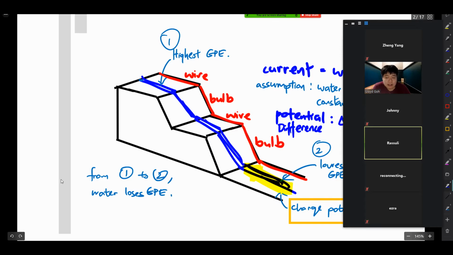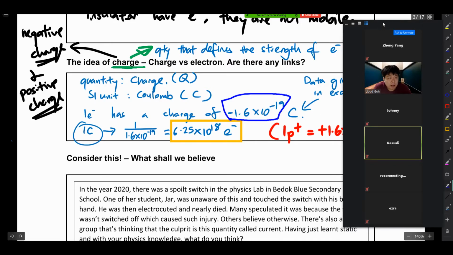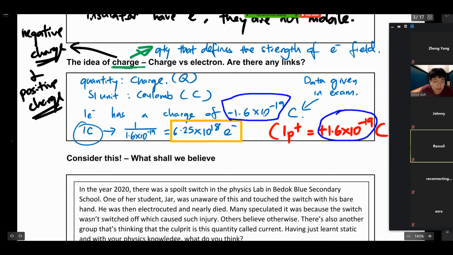Yeah. The charge can be negative or positive. If it's from an electron, then the charge is negative. Neutral will be zero, so zero charge. If you look at the charge, remember one electron has this amount and one proton has this amount. If you add them up, you get zero. That's neutral.